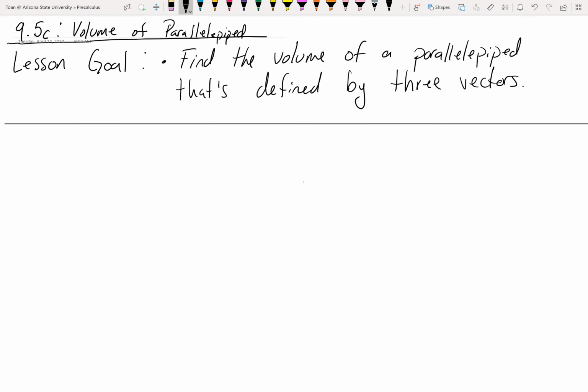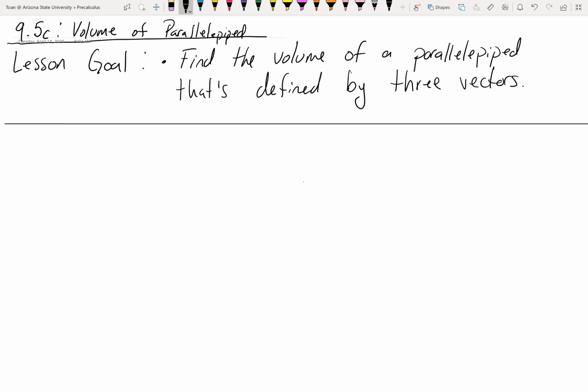So the last lesson of Unit 9, the last subsection of 9.5, is using the cross product to find volumes of parallelepipeds. And that's basically our lesson goal. Now, what the heck is a parallelepiped? Well, it's sort of like a three-dimensional parallelogram.